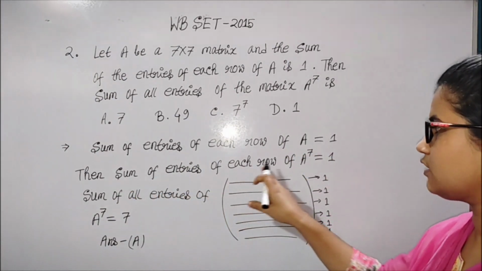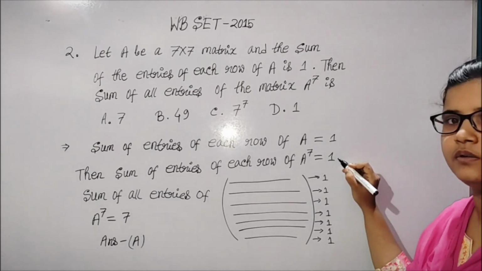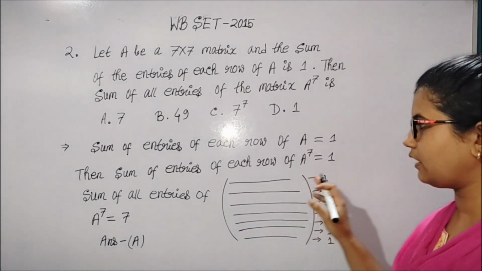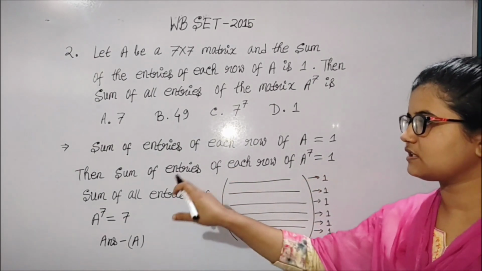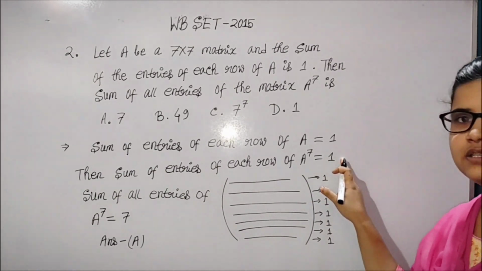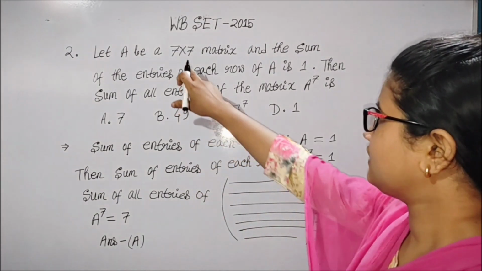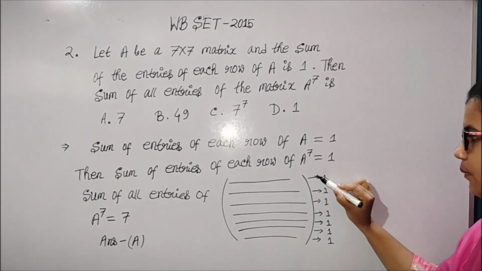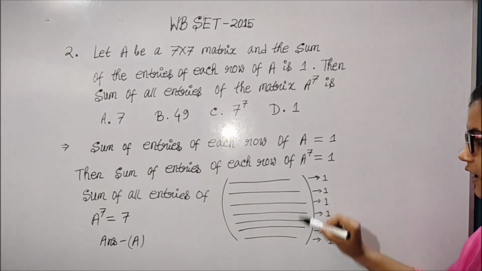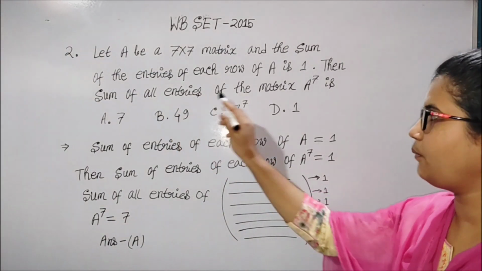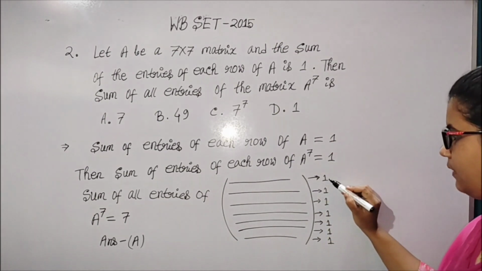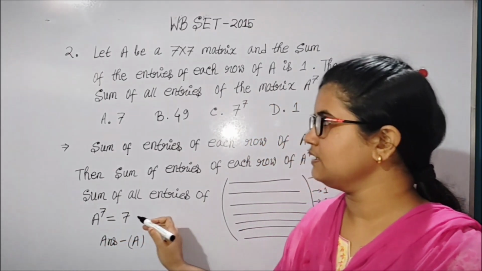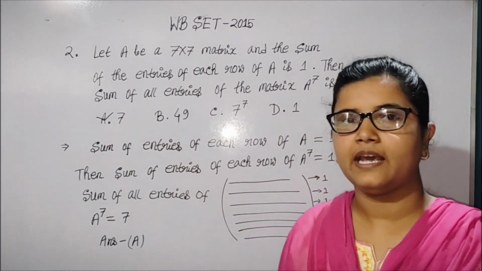So the sum of the entries of each row of A to the power 7 will be 1. Because if an eigenvalue of A is 1, then an eigenvalue of A to the power 7 will also be 1. So the sum of entries of each row of A to the power 7 is 1. And we see that it is a 7 cross 7 matrix. If the sum of entries of every row is 1, then there are 7 rows. Then the sum of all entries of the matrix A to the power 7 will be 1 plus, 7 times. So the sum of all entries of A to the power 7 will be 7. So option A is correct.